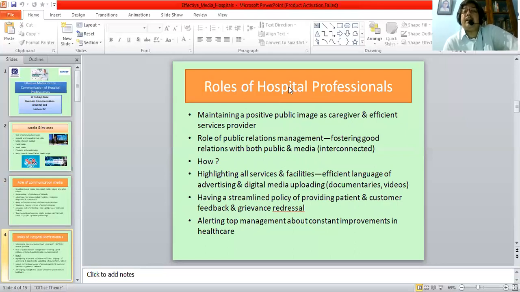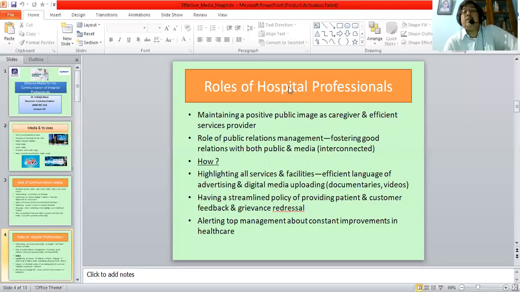Now, first of all, as I have already mentioned, maintaining a positive image as a caregiver and an efficient services provider, this is the role and the responsibility of all hospital management professionals. So you have to preserve the image that your organization is efficient, it is oriented towards patients, it is people friendly, it has good medical facilities, it has good infrastructure and medical support, and that you constantly keep touch with doctors and patients in order to provide quality service. So these are certain basic points regarding your organization and its structure that you have to highlight.